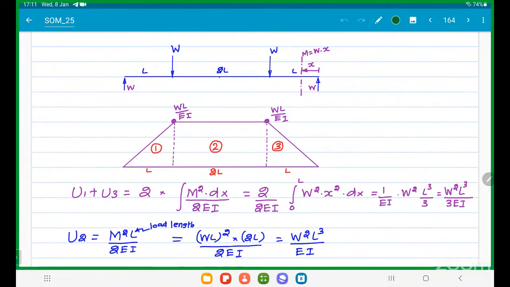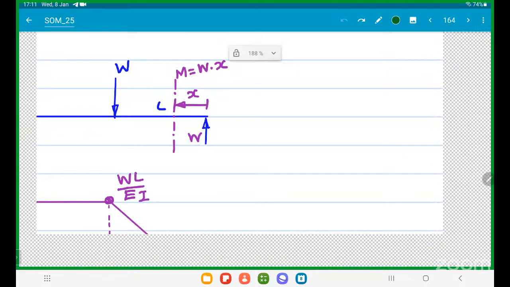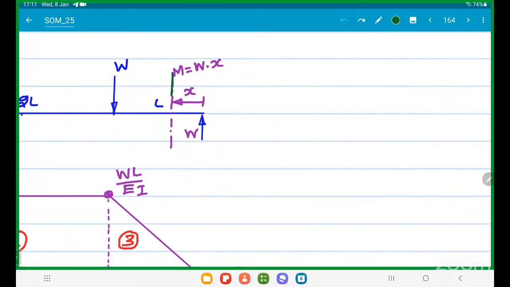Same diagram I have repeated. For U1 and U3, I am calculating one and multiplying by 2. So 2 into, it is a varying bending moment, sir. This is the original formula. Sir, what is M? Find the M equation here at x distance from the end. What will be the moment? Moment equal to W into x.